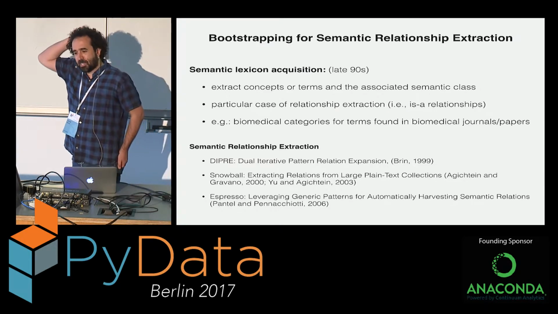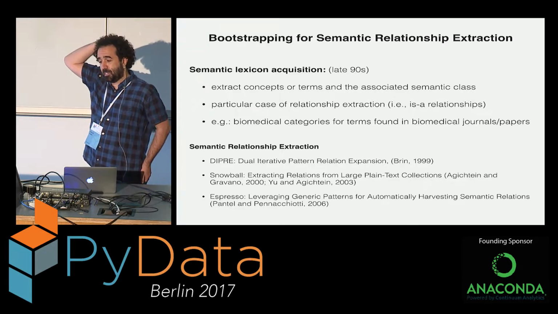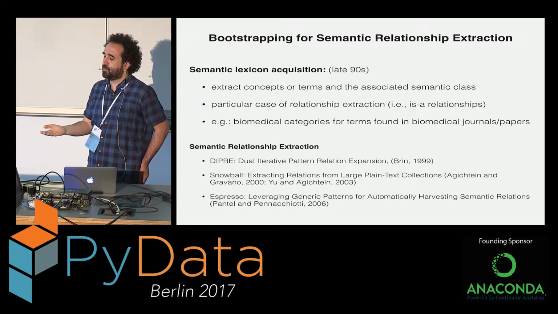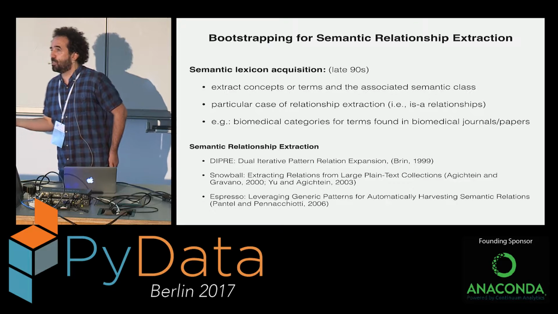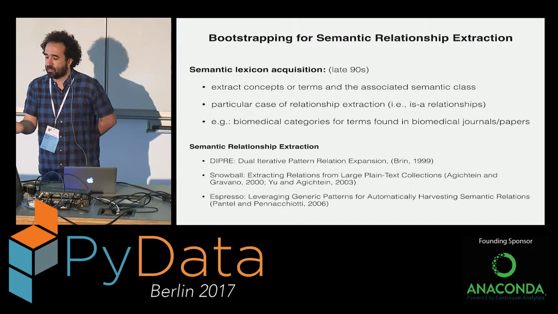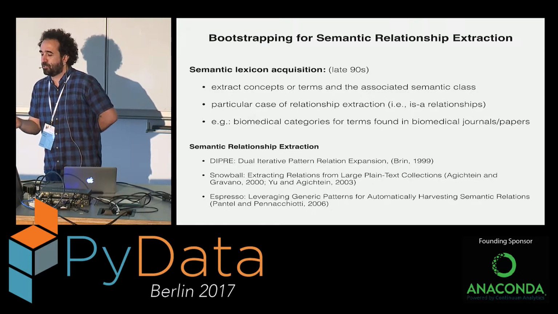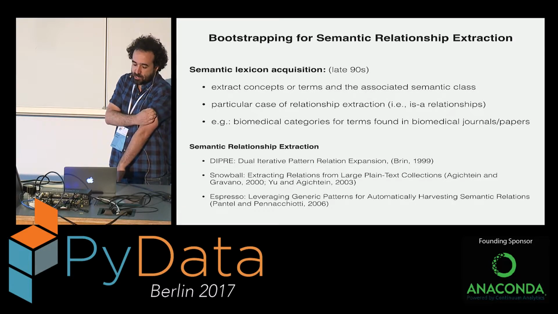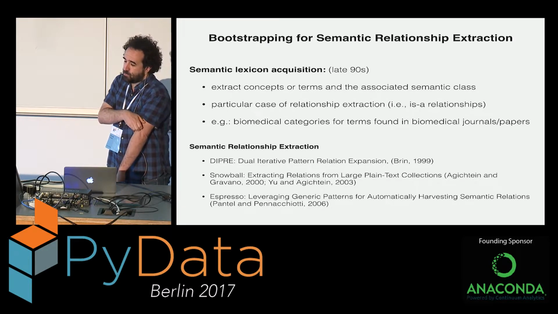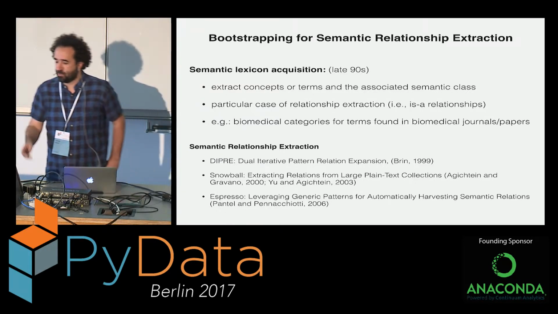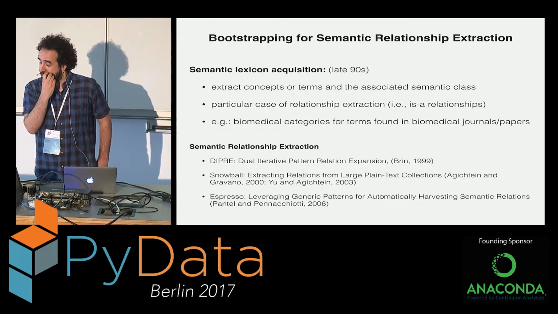So this was something that started, I believe, in the late 90s, and it started as a simple task of extracting relationships of a particular type, which was ISA. And one of the things I remember reading in the papers published at that time was about finding biomedical categories for terms found in biomedical journals or papers in the late 90s. Then in the 2000s, some systems were proposed for extracting any type of relationship. One of the first ones was DIPRE, published in 1999.